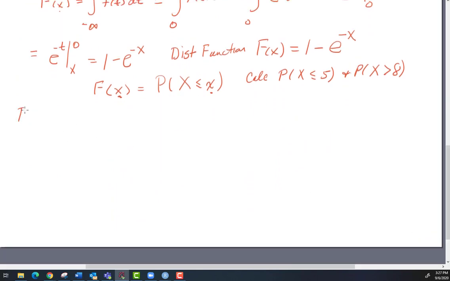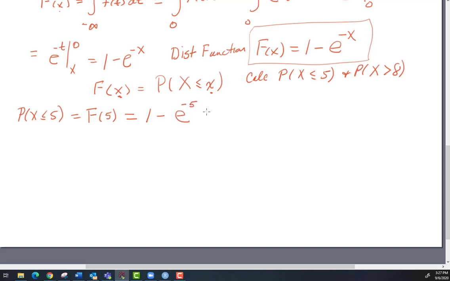So super easy here at first. The probability that x is less than or equal to 5 is equal to capital F of 5, which is equal to, now we remember the definition of capital F. Well, if we've forgotten, it's not very far away. There it is. So this would be 1 minus e to the negative 5, which is equal to 0.9933.